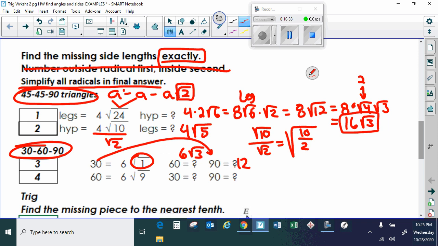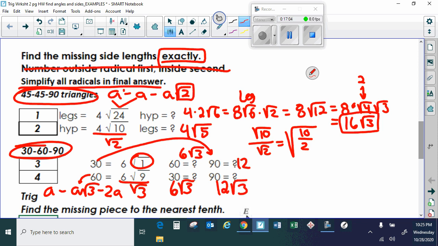Okay, here I'm starting at the 60-degree side. If you're writing down your relationships, it'd be a root 3, and 2a. So since I'm given the 60-degree side, that's a root 3. So I need to divide by root 3 to get down to a. So a therefore is 6 root 3, because 9 divided by 3 is 3. And how do we get from the 30-degree side to the hypotenuse? Double it. So 12 root 3.